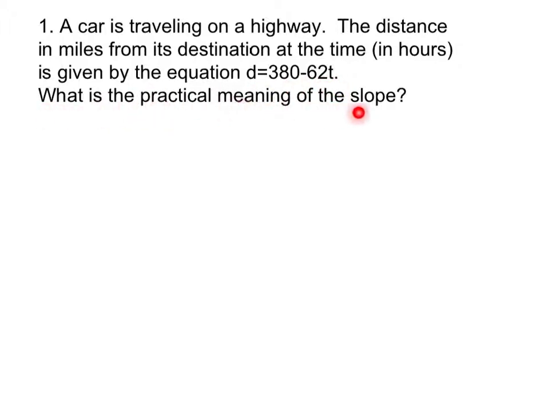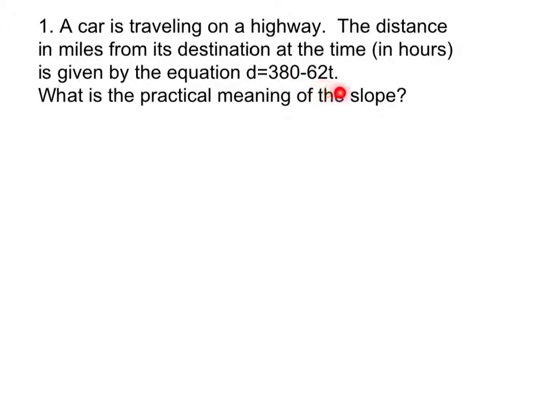Okay, and it says, what's the practical meaning of the slope? So we're looking at the slope, negative 62t. Well, if t represents the time, D is the distance. So let's look at what the 380 is at first. If t were 0, we'd plug that in, then D would equal 380, okay? So 380 represents the distance if we don't even start yet. If time is 0, right before we start, we're 380 miles away from our destination.